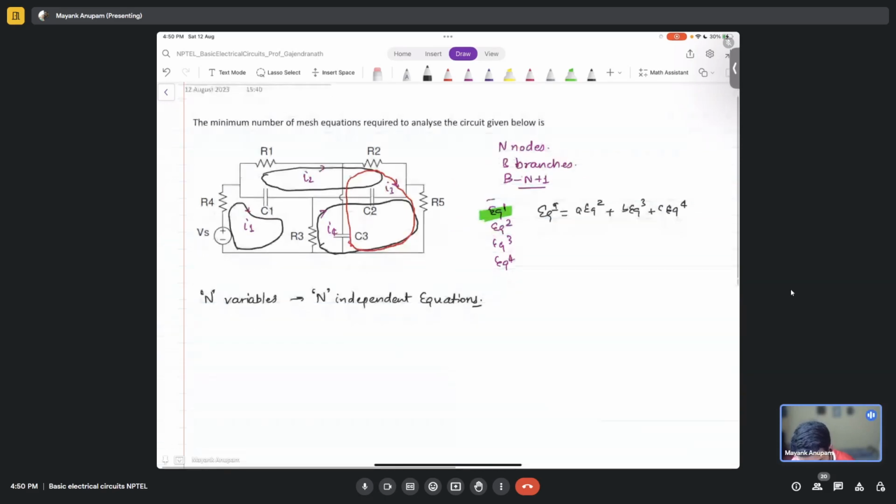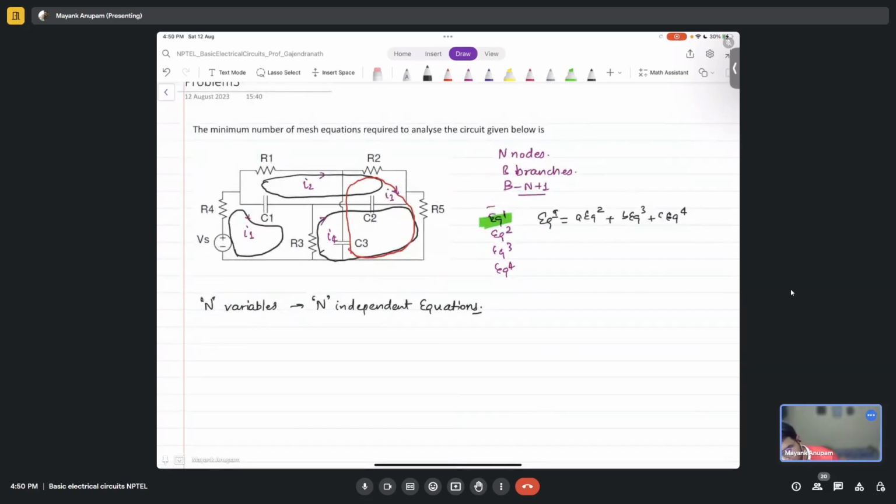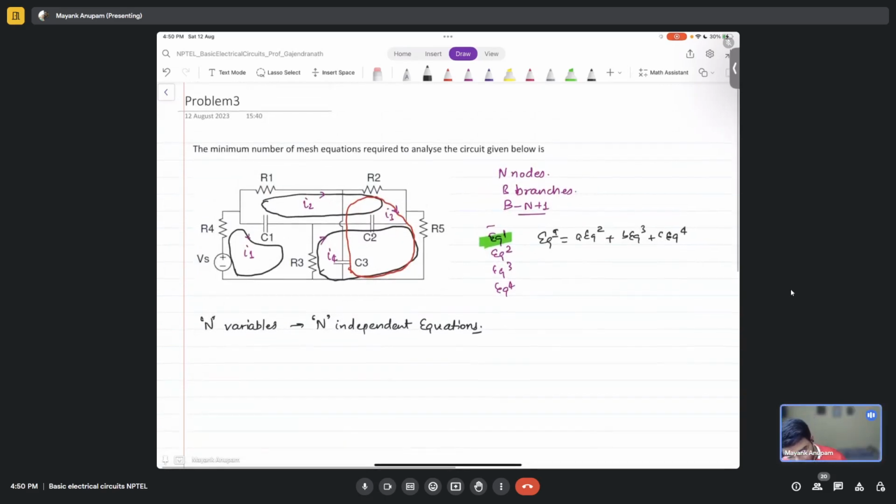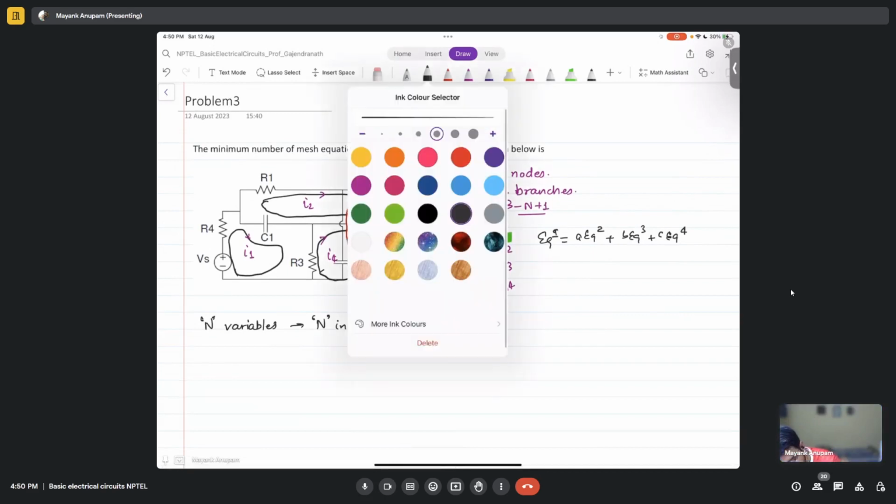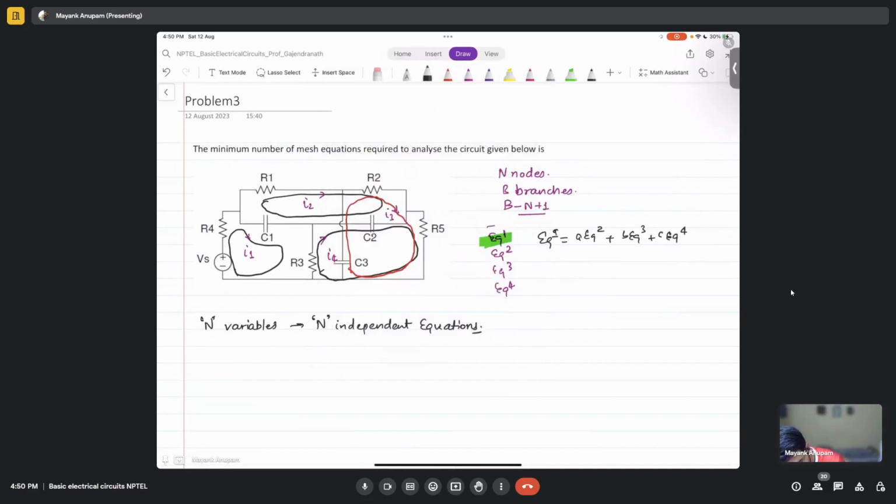Now tell me, how many unknowns are there in this question? Five unknowns. How do you come up with that number? Four currents: I1, I2, I3, and I4, and one voltage, VS.